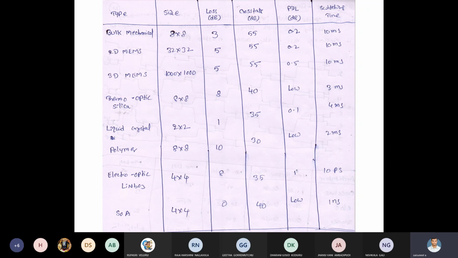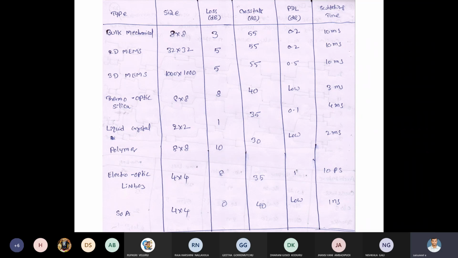The next one is crosstalk. How much crosstalk are we getting? You know the concept of crosstalk, how crosstalk can exist in a network, how it can be overcome. For bulk mechanical, the crosstalk is 55. For 2D MEMS it is also 55 dB, and 3D MEMS is 55 dB. Thermo-optic silica is 40. Liquid crystal is 35 dB. Polymer is 30 dB. Electro-optic is 35 dB, and SOA is 40 dB.